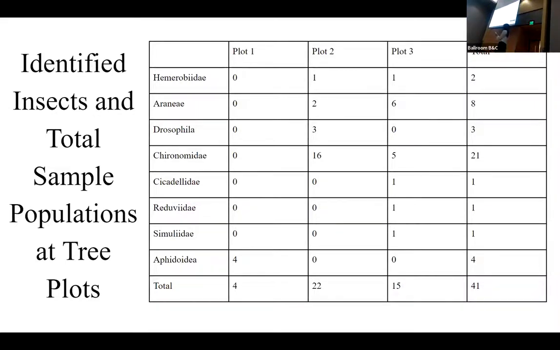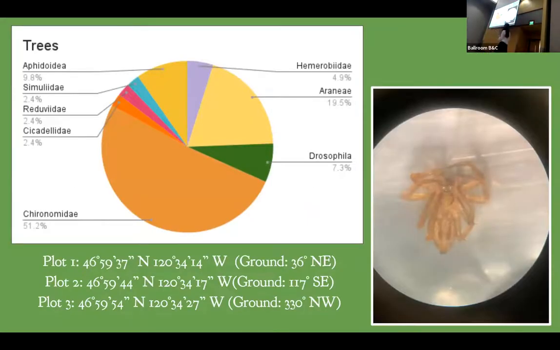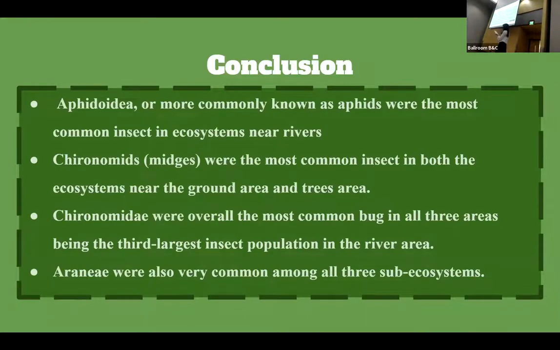And then the tree area yielded the least amount of results. Our top three were Chironomidae and Araneae and Aphidoidea. And so, in conclusion, aphids were the most common insects in ecosystems near rivers. Midges were the most common insects in ecosystems near ground and tree areas. And midges were overall the most common bug in all areas, being very common among all three ecosystems.